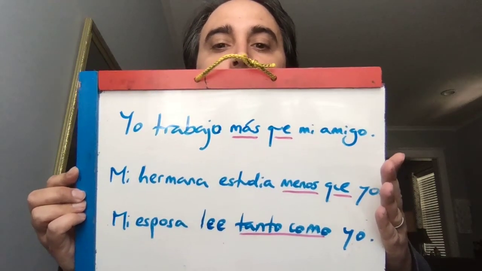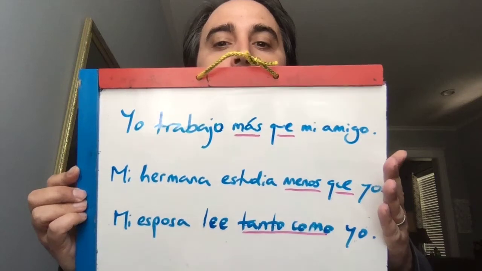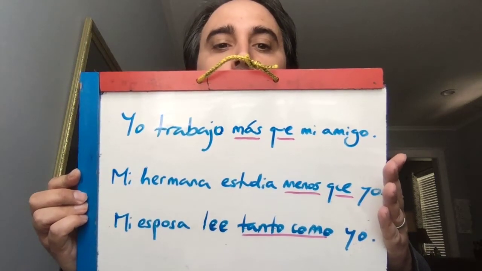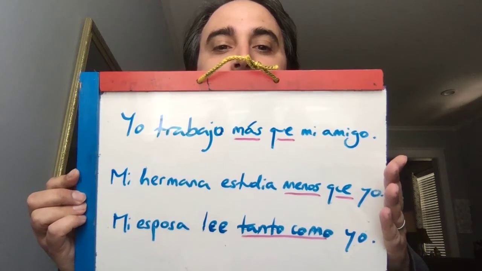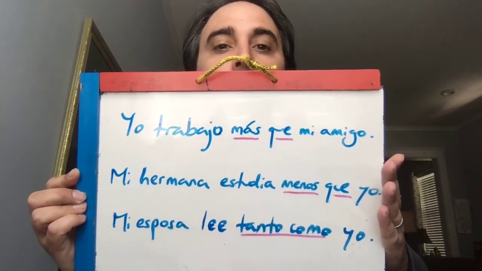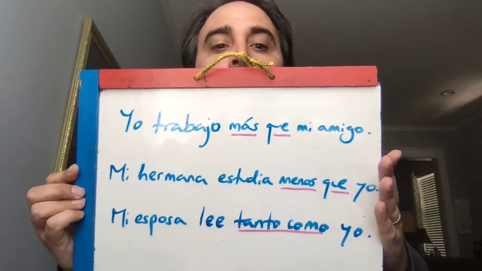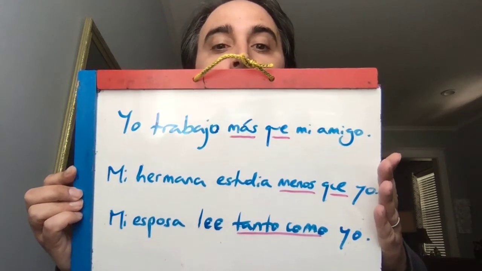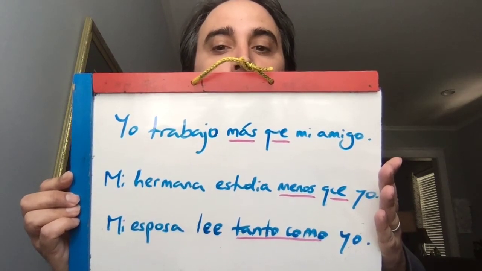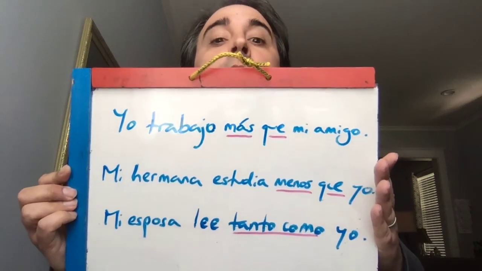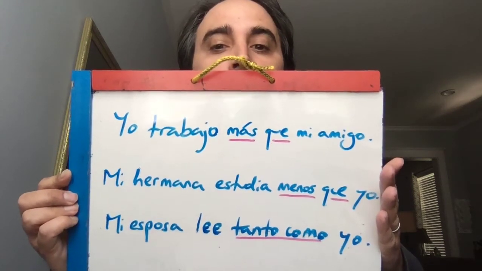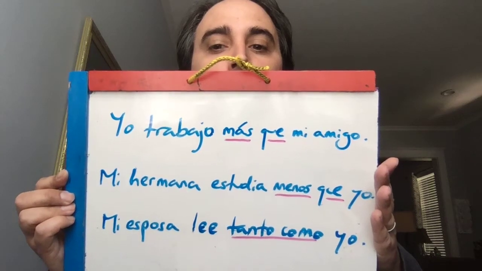Here's another phrase right underneath. Mi hermana estudia menos que yo. My sister studies less than I. Again, we don't have any adjective there. We have an action. Mi hermana estudia menos que yo. Vamos a repetir esta frase. Mi hermana estudia menos que yo.